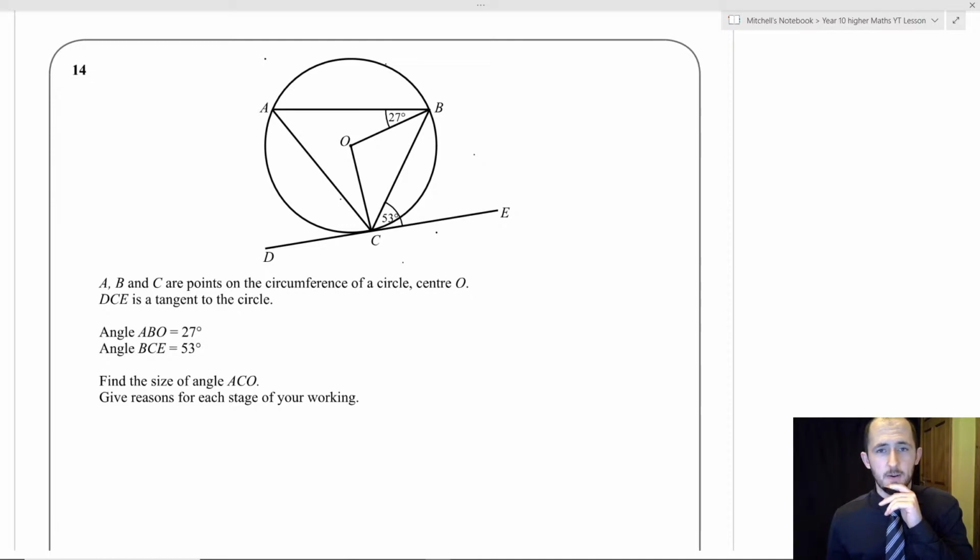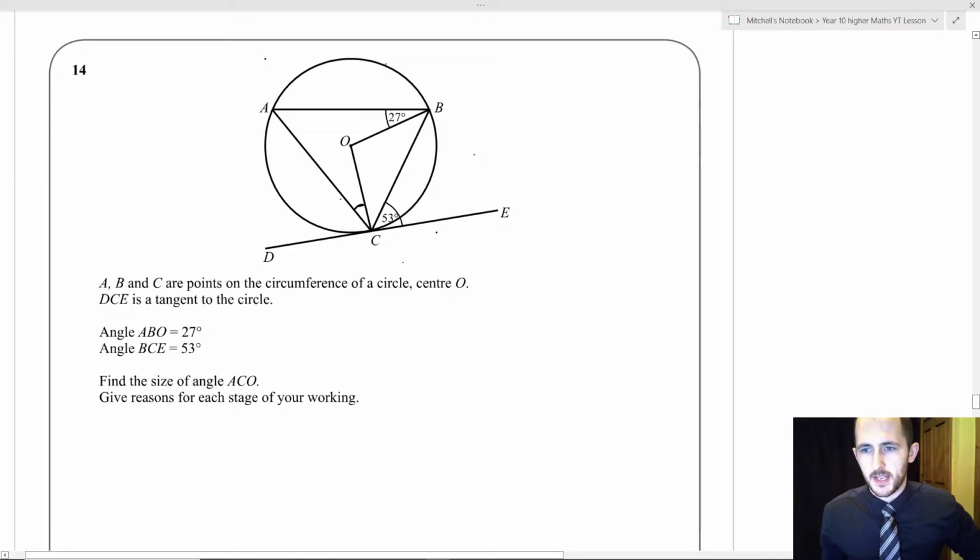Technically, I should be leaving now, but I'll carve out some extra time just to do one more question. Because this one looks a bit spicy, I'm going to say. Okay, all good. I'm really glad to hear it. This is a very difficult topic. This is a hard question to finish on, so that's good, right? And we want to work out angle ACO, so this angle here.